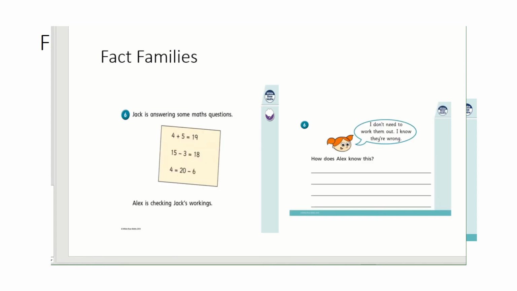And the last one, Jack is answering some maths questions. So 4 add 5 equals 19. 15 take away 3 equals 18. 4 equals 20 take away 6. Now then, he says, I don't need to work them out. I know they're wrong. How do you know all them questions are incorrect? Can you explain them to an adult? Can you actually write me an explanation?